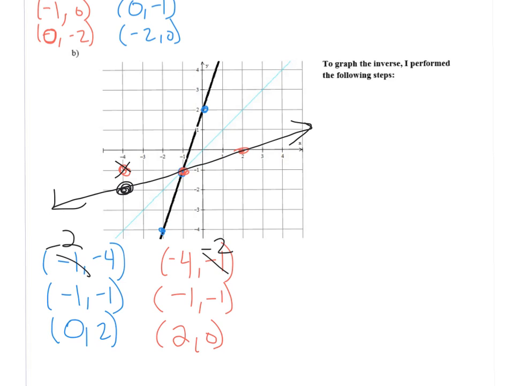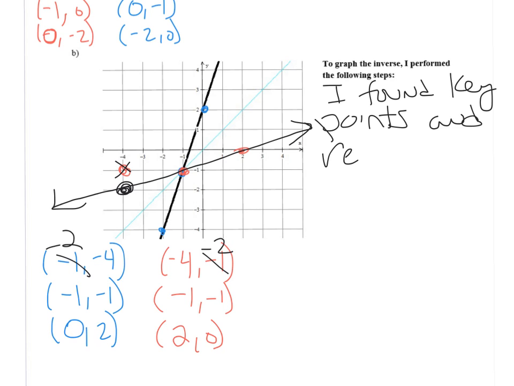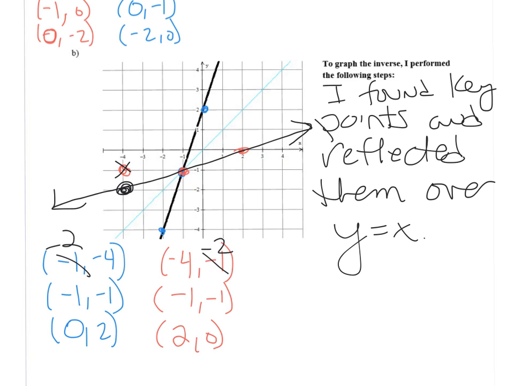I performed the following steps. I found key points and reflected them over y equals x.